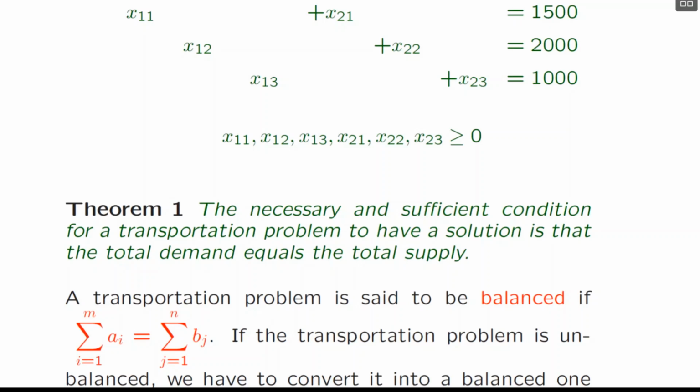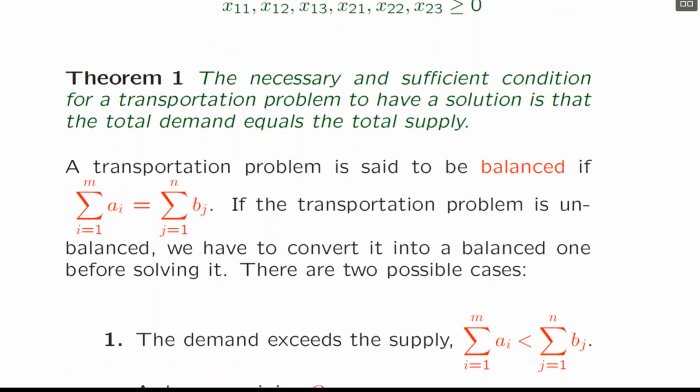And if the transportation problem is unbalanced, that is sum ai is not equal to sum bj, then we have to convert it to a balanced one before solving it. And there are two possibilities. One is that the total supply may be less than the total demand. Another possibility is that total supply may be more than the total demand.